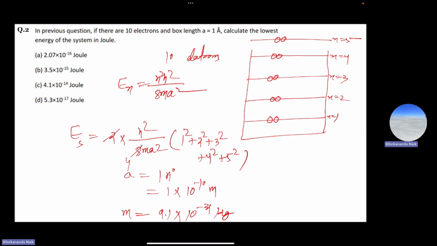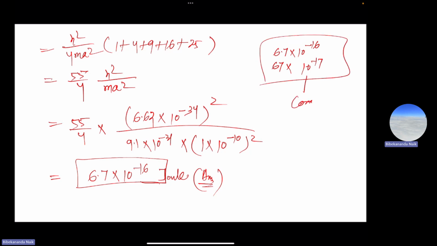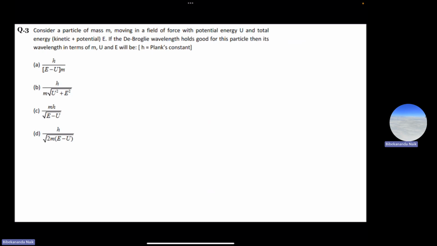And if you see the options, no option matches the answer. But the correct answer is this one, 6.7 into 10 to the power minus 16, or 67 into 10 to the power minus 17. This is the correct answer. Now we move towards the next one.